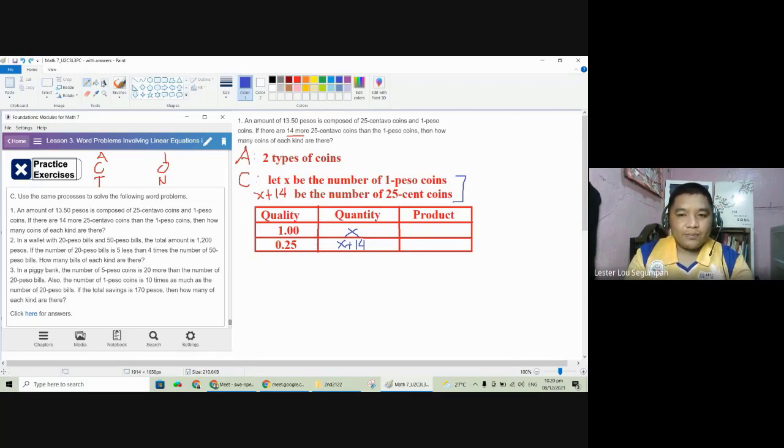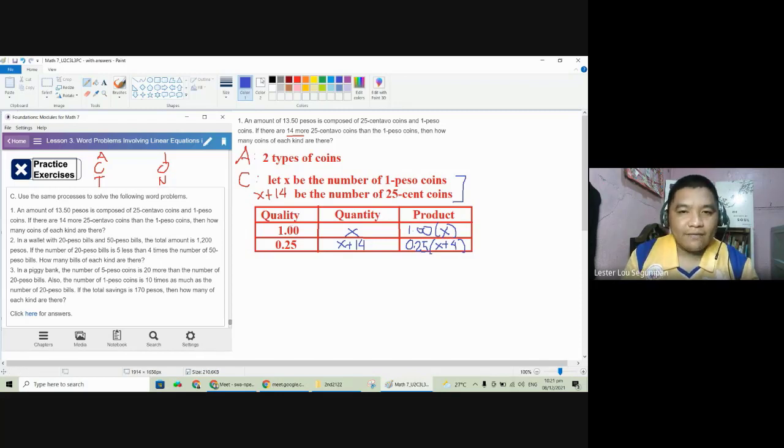You will have this expression here, 1.00 times x. Simply multiply, so simply use parentheses, and you will have here 0.25 times x plus 14. I am advising you not to solve this first because that is not necessarily our concern, but it will be very helpful later as we try to translate them.